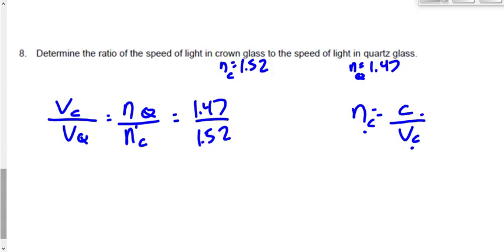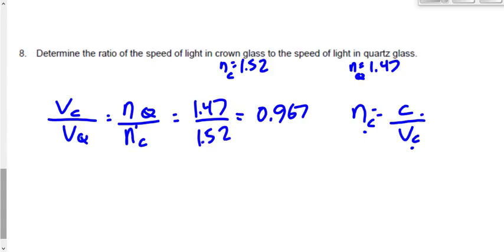Okay, I know that n2 over n1 is exactly the same thing as v1 over v2. So if I want the value of v1 over v2, then why not just get the value of n2 over n1? Or in this case, nQ over nC. What does that work out to be, like 0.9 or something like that? 0.967. How many people did it this way? Okay, how many people did it this way where they solved for the value of v and then divided v's? Okay, did you get 0.967?